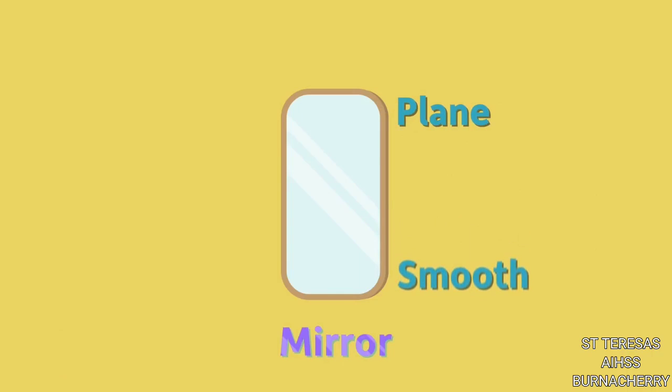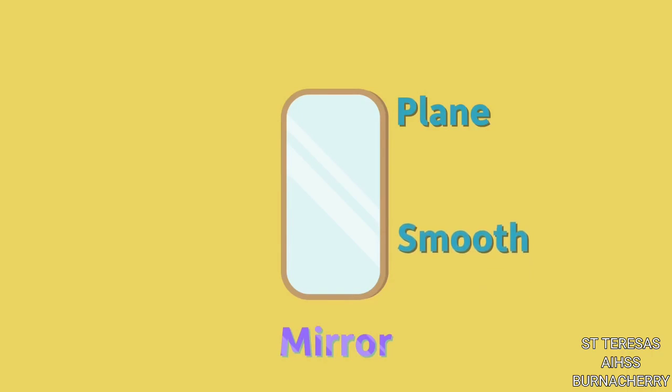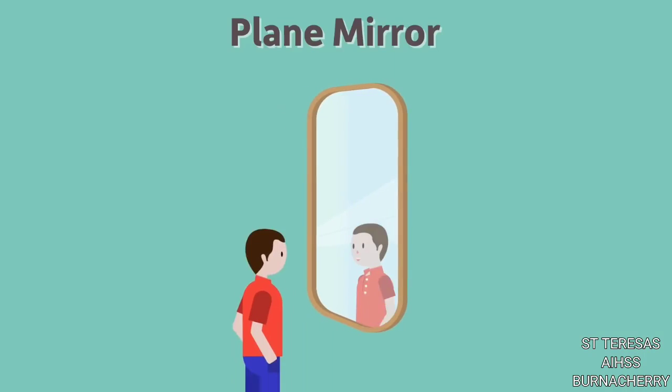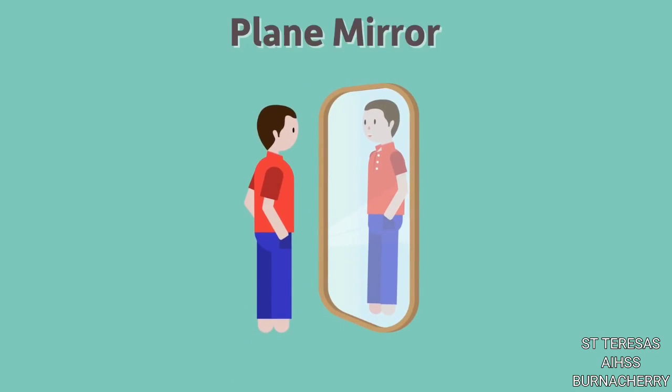What you see on your screen is a mirror. It has this plane and smooth reflecting surface on one side. It's called a plane mirror because its reflecting surface is flat. When we stand in front of a mirror, we see an image of ourselves in the mirror. Nothing surprising there. Why are we able to see our image?